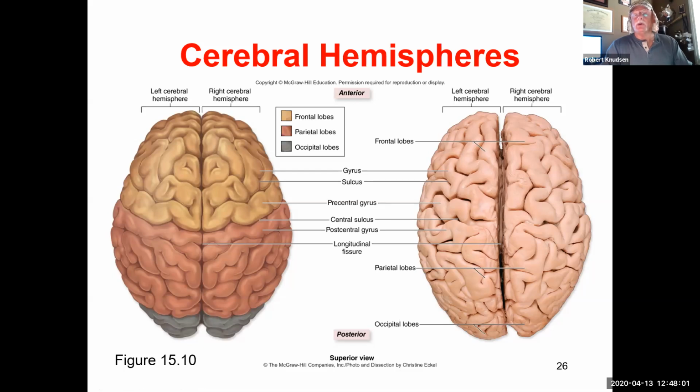Here's your frontal lobe. Here's your parietal lobe. There's your occipital lobe. You can only see 3 of them. What they did in the illustration is they colored them for you: gold, copper, and kind of a bluish gray. This is motor, sensory, vision.